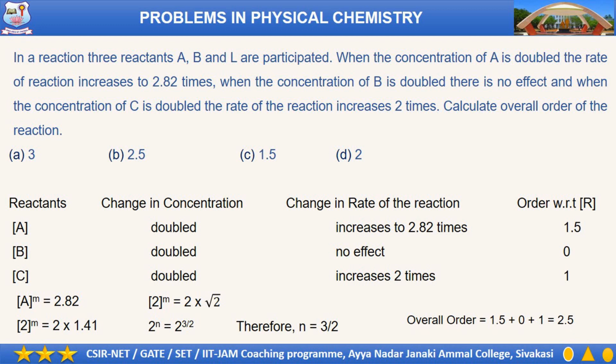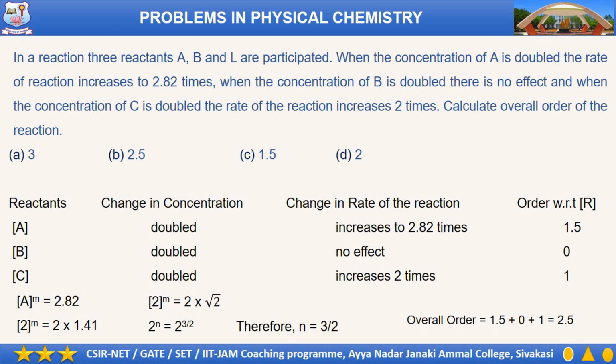For B, there is no effect. Therefore, what would be the order of the reaction? There is no effect means the order is 0. For C, it is doubled and the rate is also doubled. Therefore, what would be the order? 1. When 2 power n is equal to 2, therefore n is equal to 1.